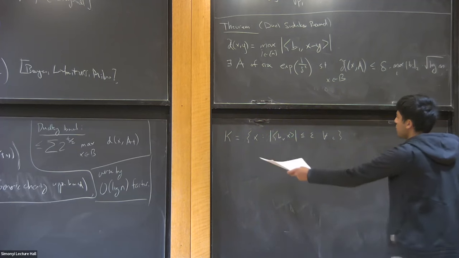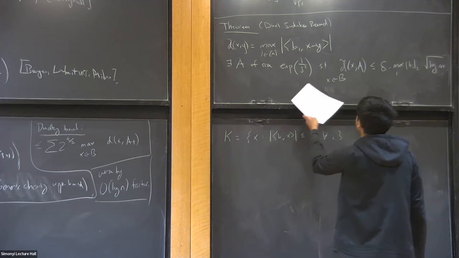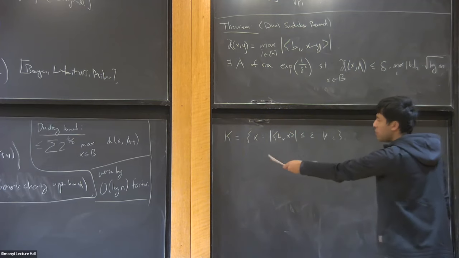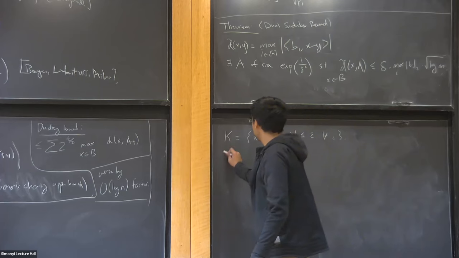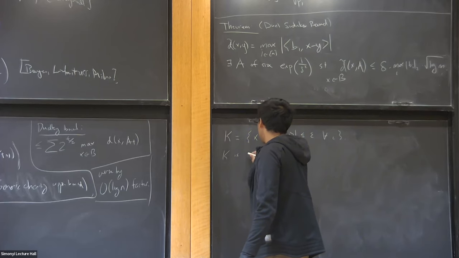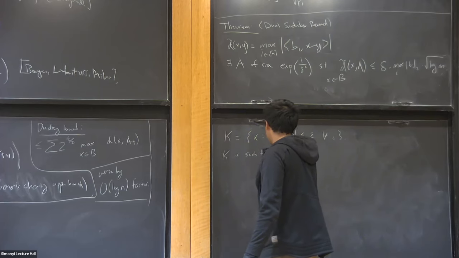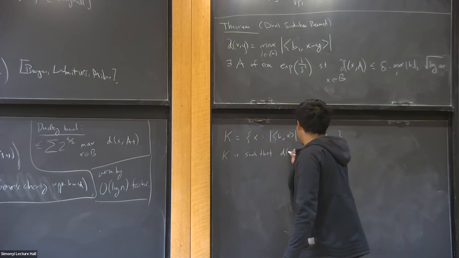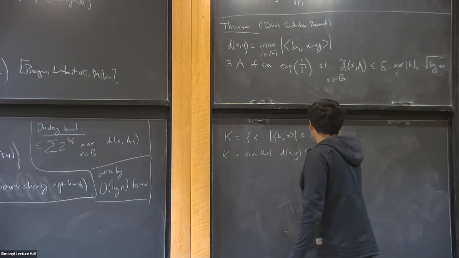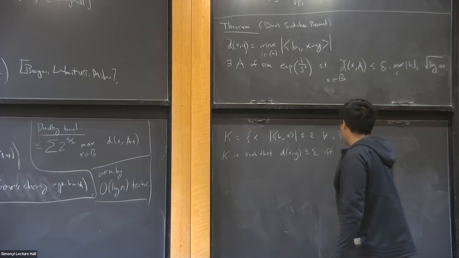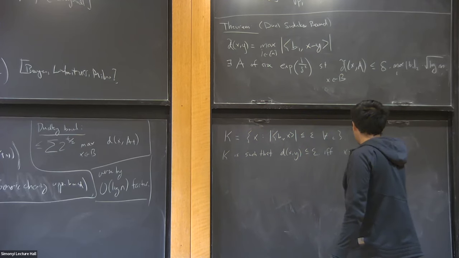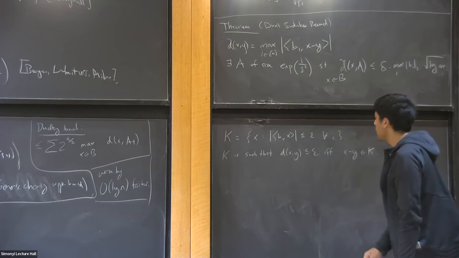So basically K is going to be the set such that x and y are close if their difference is in K. So eventually K is such that the distance between x and y is at most epsilon if and only if x minus y is in K. Okay.